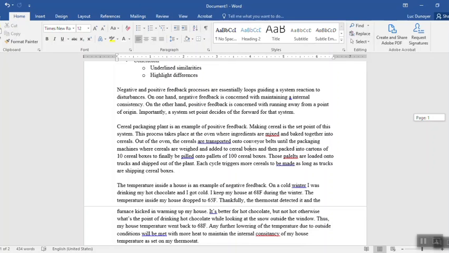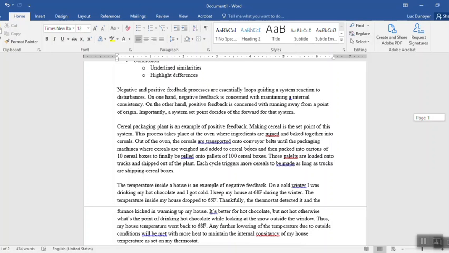That's all about temperature inside a house. So temperature inside a house is an example of negative feedback. On a cold winter, I was drinking my hot chocolate and I got cold. I keep my house at 68 Fahrenheit during the winter. The temperature inside my house dropped to 65. Thankfully, the thermostat detected it, and the furnace kicked in, warming up my house. It's better for hot chocolate, but not hot otherwise. What's the point of drinking hot chocolate while looking at the snow outside the window?